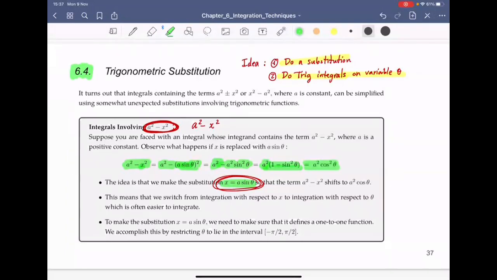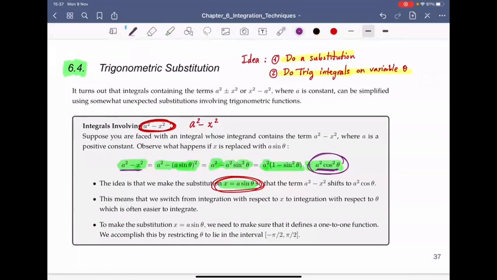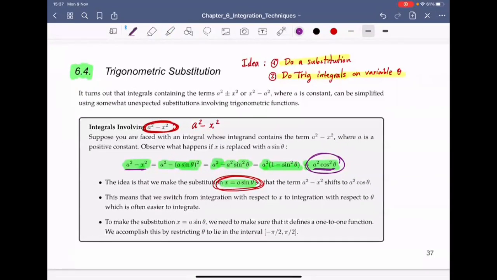That means you can change a squared minus x squared to another form in terms of theta. And then you're going to integrate with respect to theta, because you know how to integrate trigonometric functions. Does it make sense? Well, if it does not make sense, let's look at an example.